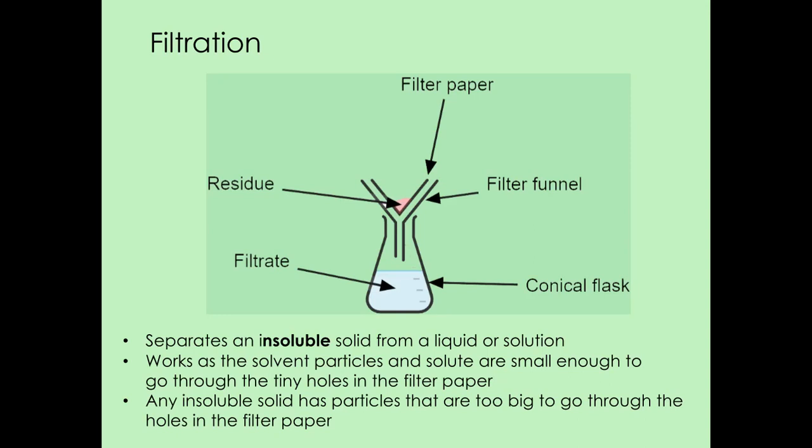So we need to be able to describe and explain filtration. This slide shows a typical setup, a nice labeled diagram showing what's happening when we filter. So we have our conical flask, we have a filter funnel that we put in the conical flask, and the conical flask is better than the beaker here because it will hold the filter funnel better. And in the filter funnel, you put some filter paper, and you can see labeled we've got the residue and the filtrate. So the residue is the solid that doesn't go through the filter paper and collects on the filter paper, and the filtrate is the solution that goes through the filter paper and collects in the conical flask.